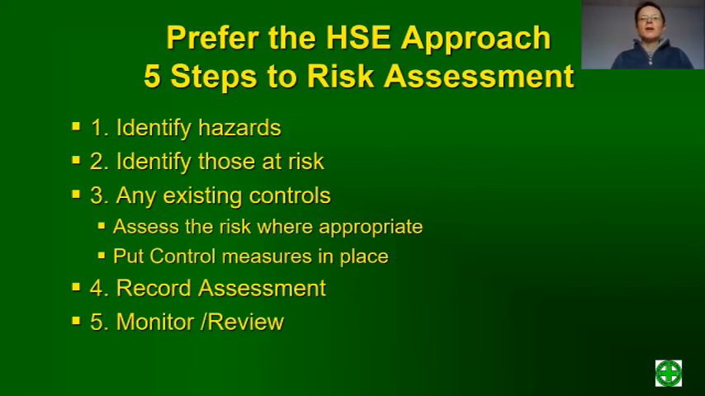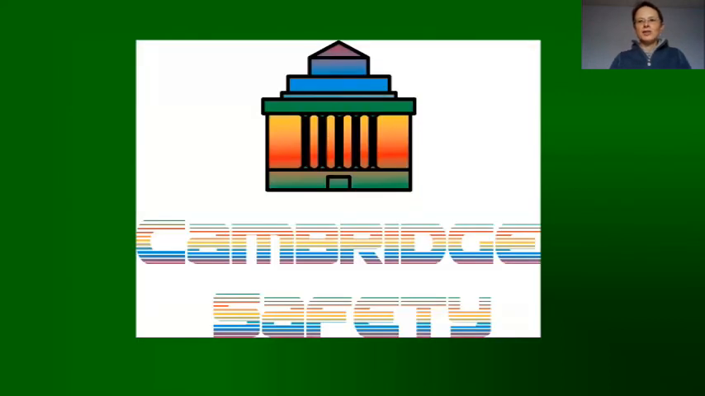If you prefer the Health and Safety Executive's 5 steps to risk assessment, there may only be 5 steps, but it's actually exactly the same. They just combine a few of the stages together. So you can see you've got identify the hazards, identify those at risk and how they could be harmed, what existing controls have you got, assess the risk where appropriate, put in your additional controls, record your assessment, 5 or more employees, monitor and review. So that was Take 5 on a suitable and sufficient risk assessment.